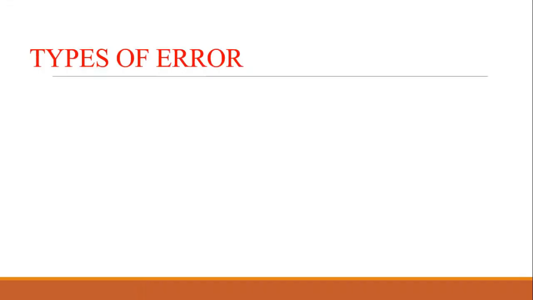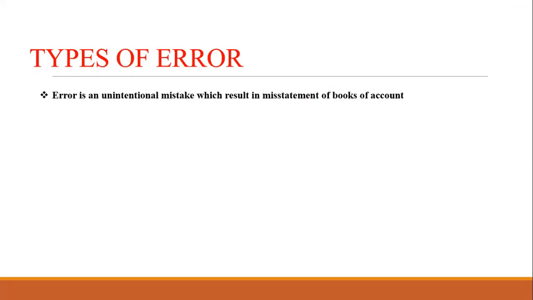Any mistake committed unknowingly. Yes. Unintentionally, if you have committed any mistake, then we call it an error. It is unintentional, it has happened by mistake. So anything which is done by mistake, we call it an error. Perfect. So an error is an unintentional mistake which results in misstatement of books of account. So anything which is done unintentionally, without knowingly, and which causes your books of account to be misstated, that is called an error.